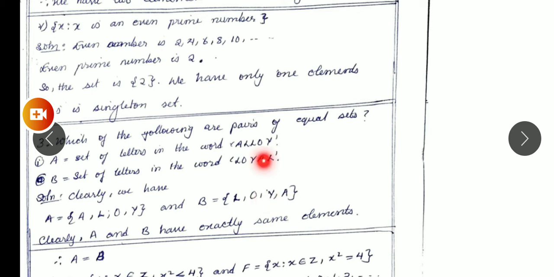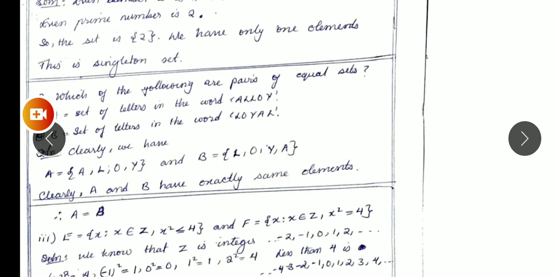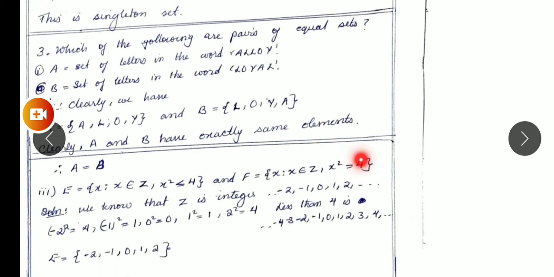Can you write L again? No, because we already wrote it down here. So we cannot write it again. So we can write only L, O, Y, A: 1, 2, 3, 4. A, L, O, Y: all the members are the same, so this is exactly the same set of elements, and it is an equal set.